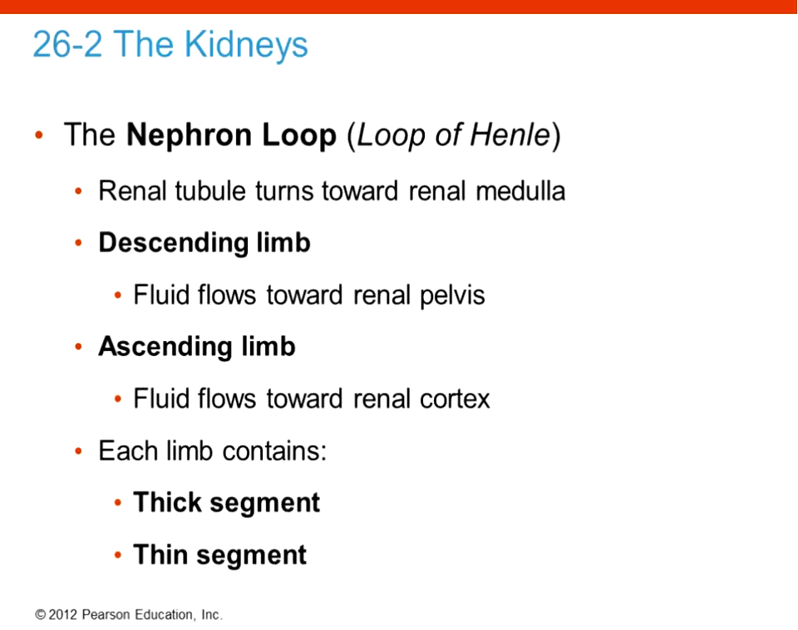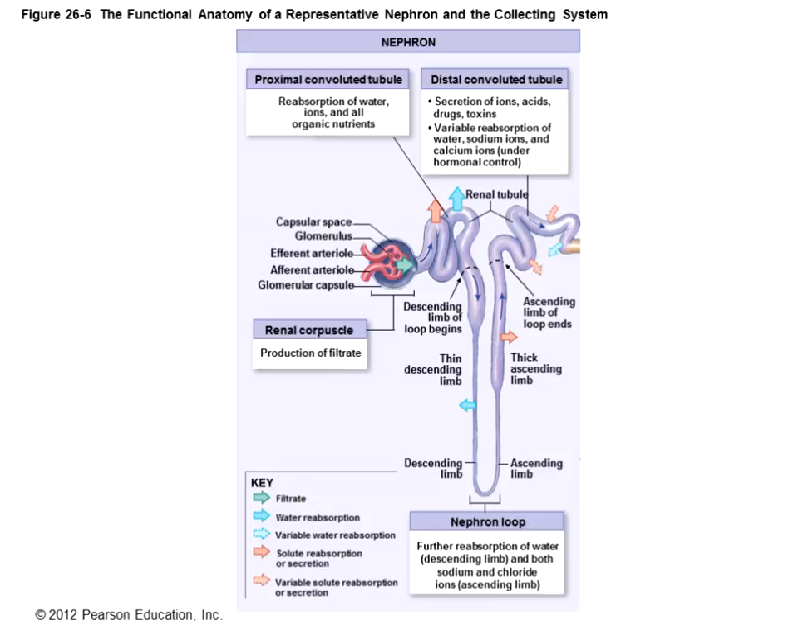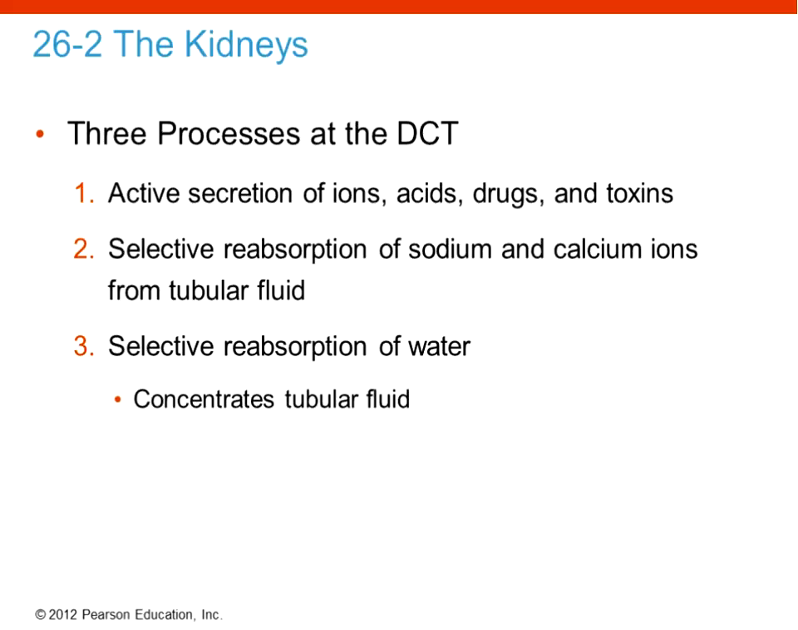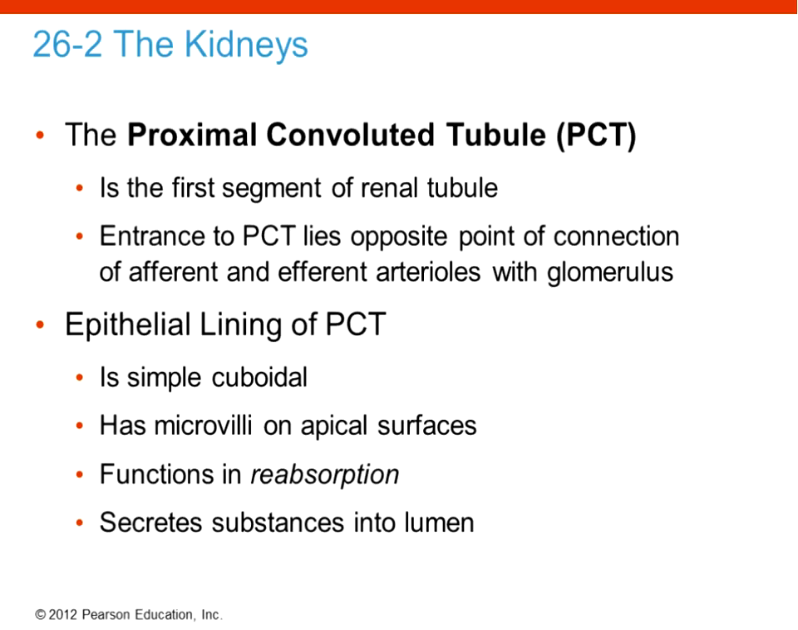Okay? Let me see if I can get that image real quick. Yeah, here's a pretty good shot of it. Here you can see the proximal convoluted tubule over here, the distal one over here, and then the loop of Henle right there. All right, so what are these renal tubule components all about?